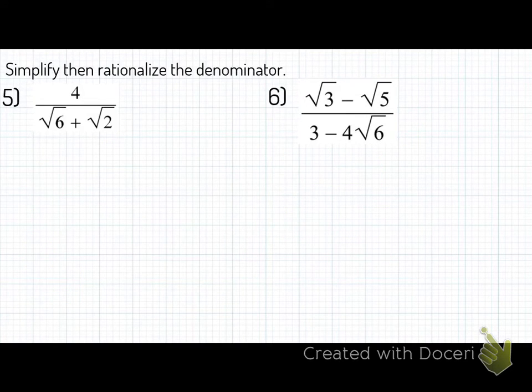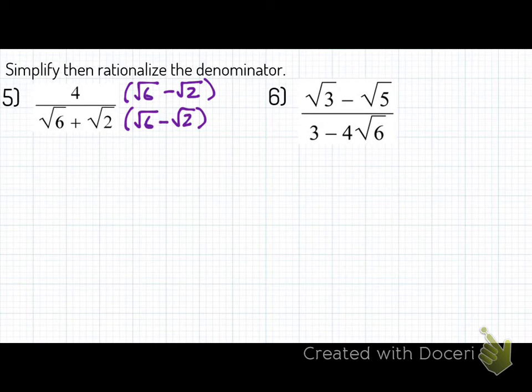Number 5, I'll start off. Please write this down for a moment in your notes. Okay, so number 5, we got rad 6 plus rad 2 in that denominator. We don't like that, so we're going to multiply by the conjugate. So we got rad 6 minus rad 2. Denominator, we're going to do the same thing. Okay, so let's write that down.